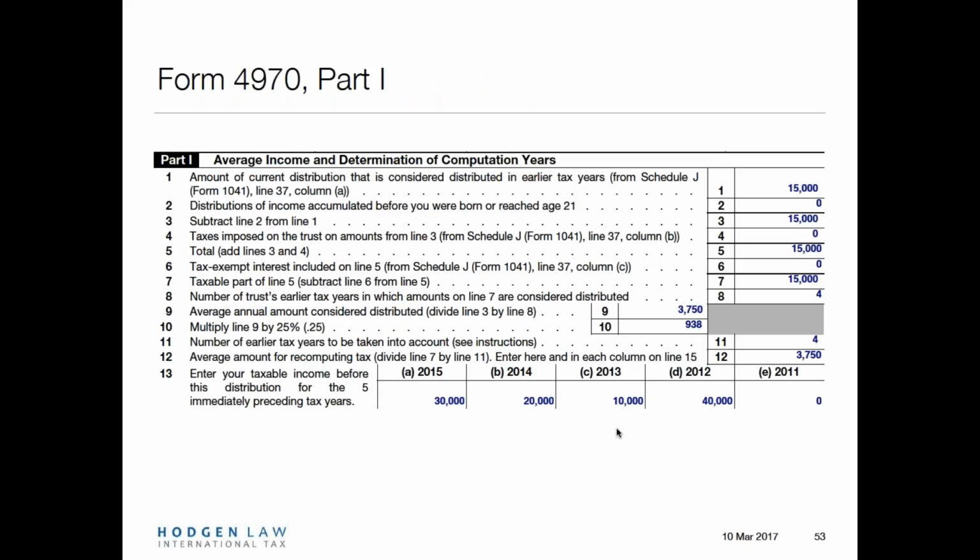I give you the top of Form 4970. This is pretty mechanical stuff that you just put in here.